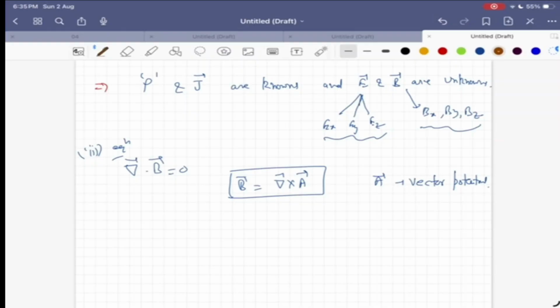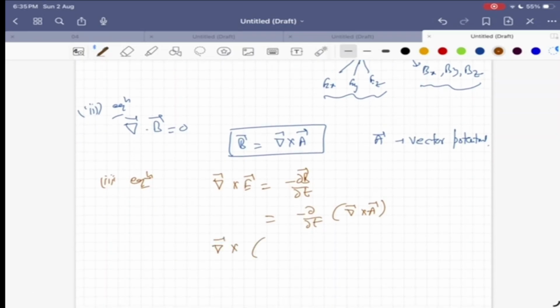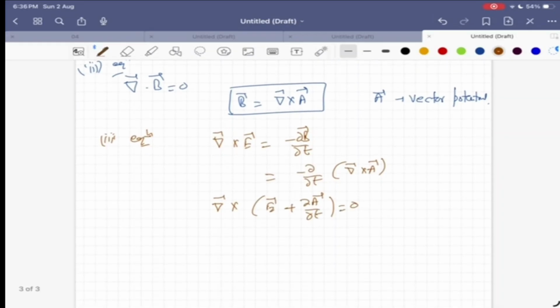If we plug this value in the third equation, which is del cross E equal to minus del B by del t, what do we get? B is del cross A. So del cross E plus del A by del t equals 0. So now this reads that curl of something is 0. Curl of this vector field is 0, which means this can be written as the gradient of some scalar field, and by convention we put a minus sign, and the scalar field phi is called the scalar potential.